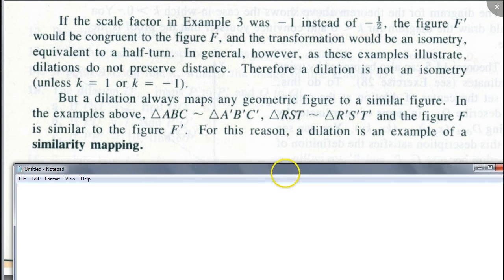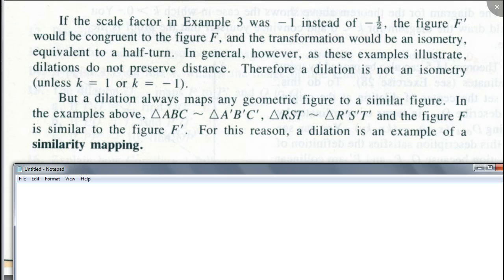How about somebody read this for us? Go ahead, Brianna. A dilation always maps any geometric figure to a similar figure. In the examples above, triangle ABC is similar to triangle A prime, B prime, C prime. Triangle RST is similar to triangle R prime, S prime, T prime, and the figure F is similar to the figure F prime. For this reason, a dilation is an example of similarity mapping.